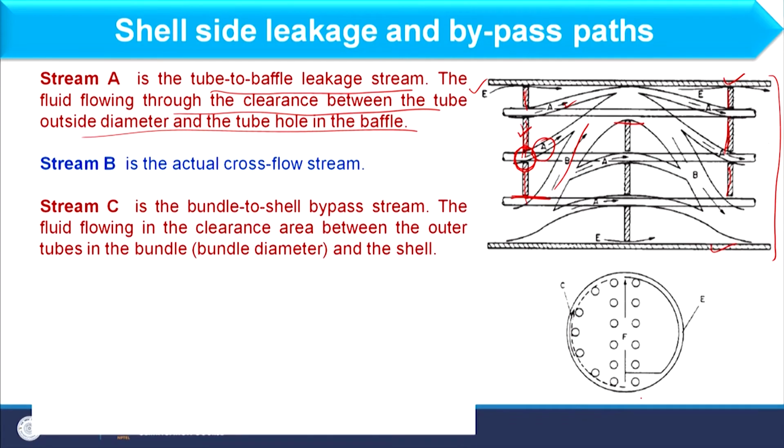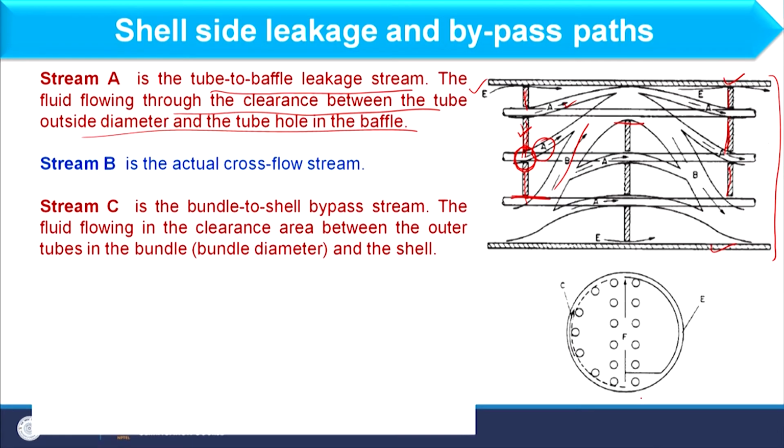So, stream C is basically between bundle diameter and shell. I hope you understand the meaning of bundle diameter. Bundle diameter means the outer periphery of the tube, the periphery according to the outermost tube which is available in the bundle, fine. That and the gap between shell and that bundle diameter, we consider that clearance as baffle to shell bypass stream.